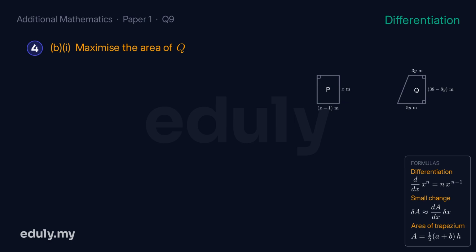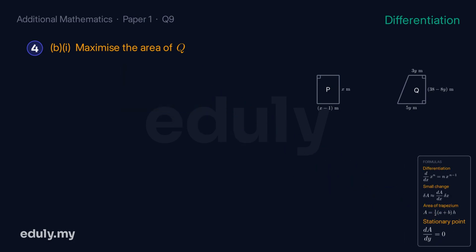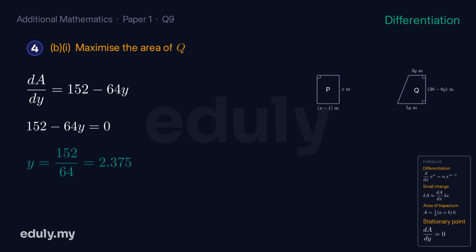Step 4. For the maximum area, the gradient is 0. At a maximum, the rate of change is 0, so we differentiate and set it equal to 0. Differentiating, the gradient is 152 minus 64y. Set it to 0, so 64y equals 152. Dividing, y is 2.375.